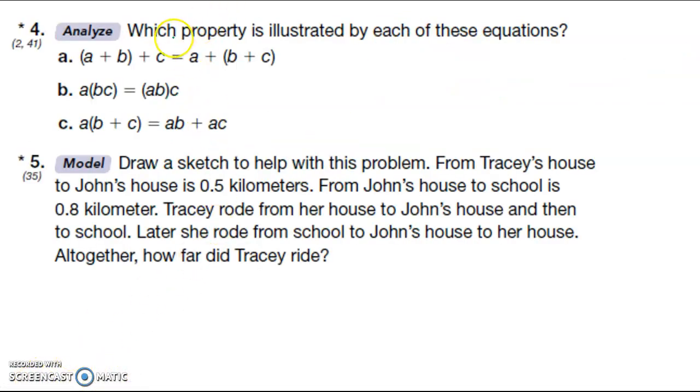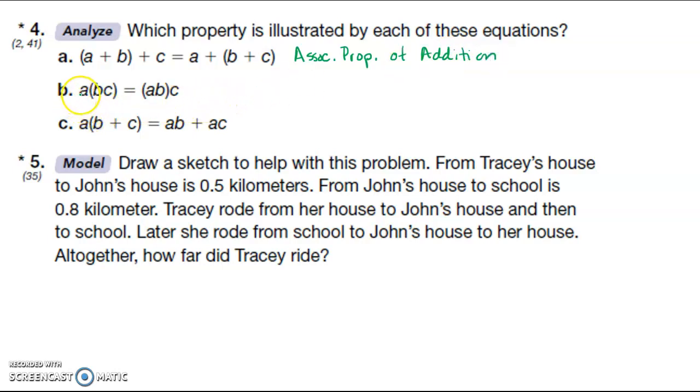All right, here are some starred problems. It says, which property is illustrated by each of these equations? The first equation, a plus b plus c, the order is the same, and it's just the parentheses that have changed. So when the parentheses change, we know that that's an associative property. And if we want to get specific, it's the associative property of addition because we're adding.